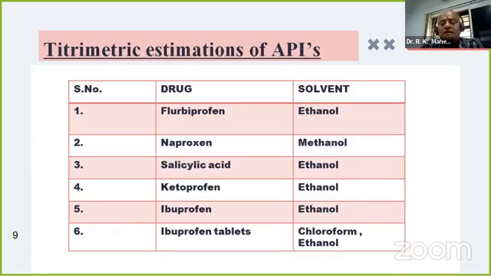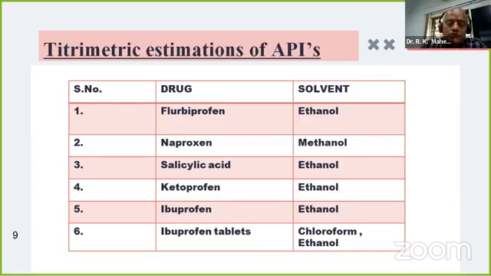For salicylic acid, ethanol, which is required in the pharmacopoeia, has been replaced by sodium citrate hydrotropic solution, 30% weight by volume. Ketoprofen involves the use of ethanol in the IP and BP method. Ethanol has been replaced by sodium benzoate solution. Ibuprofen involves the use of ethanol. Ethanol has been replaced by sodium benzoate solution in the same way.